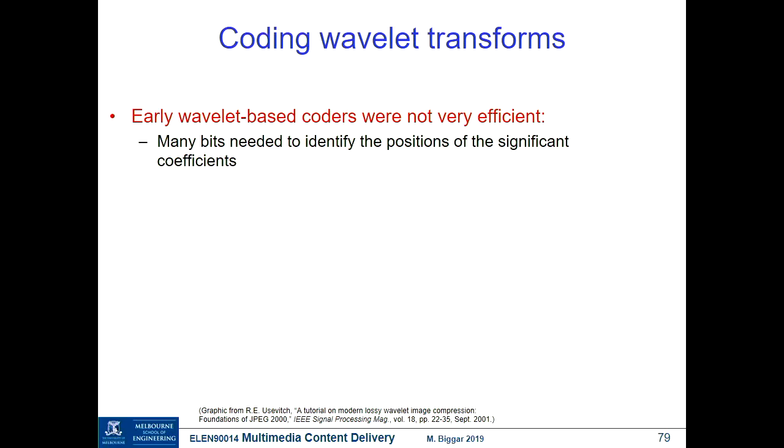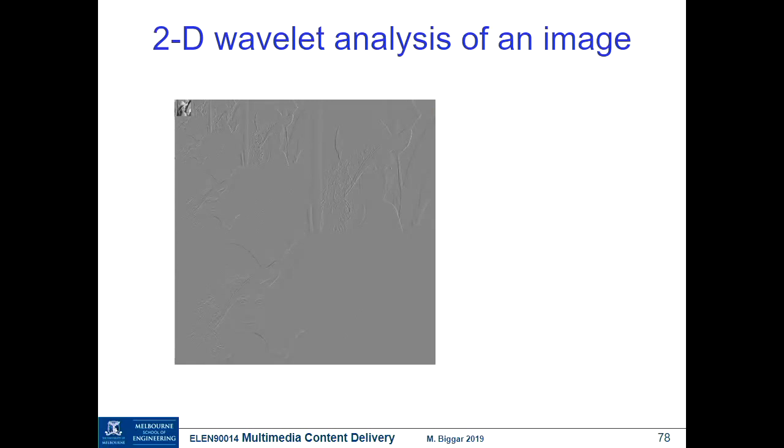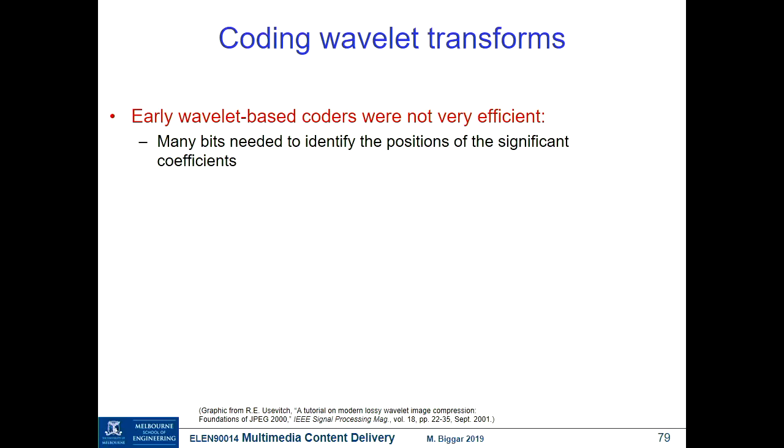Okay. So early on, and in fact, wavelets had been known and were used, at least in a research sense, before the original JPEG was developed. But early wavelet-based coders were not very efficient because it took a lot of bits to identify the positions of those significant coefficients. So in that representation here, we need to identify not only the magnitude of these components that we think are important, but also where they are. And various research efforts were made to try to encode this information efficiently, but it was no better than the DCT, and the filtering was more complicated, and so the JPEG chose the DCT as the solution.